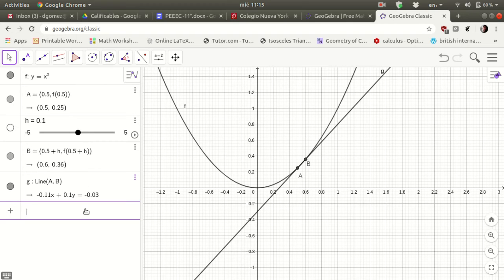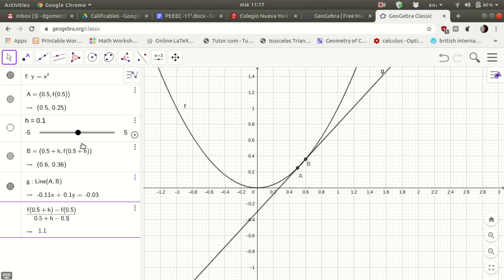To calculate the slope, again, we have to do the difference in the y values. So for example, we have y2 is f of 0.5 plus h, minus y1, which is going to be f of 0.5, and we're going to divide by the difference in the x values. So we have x2 is 0.5 plus h, and we're going to subtract x1, which is 0.5. Okay, so this general formula is going to give us the slope for any point that is coming close to point A.